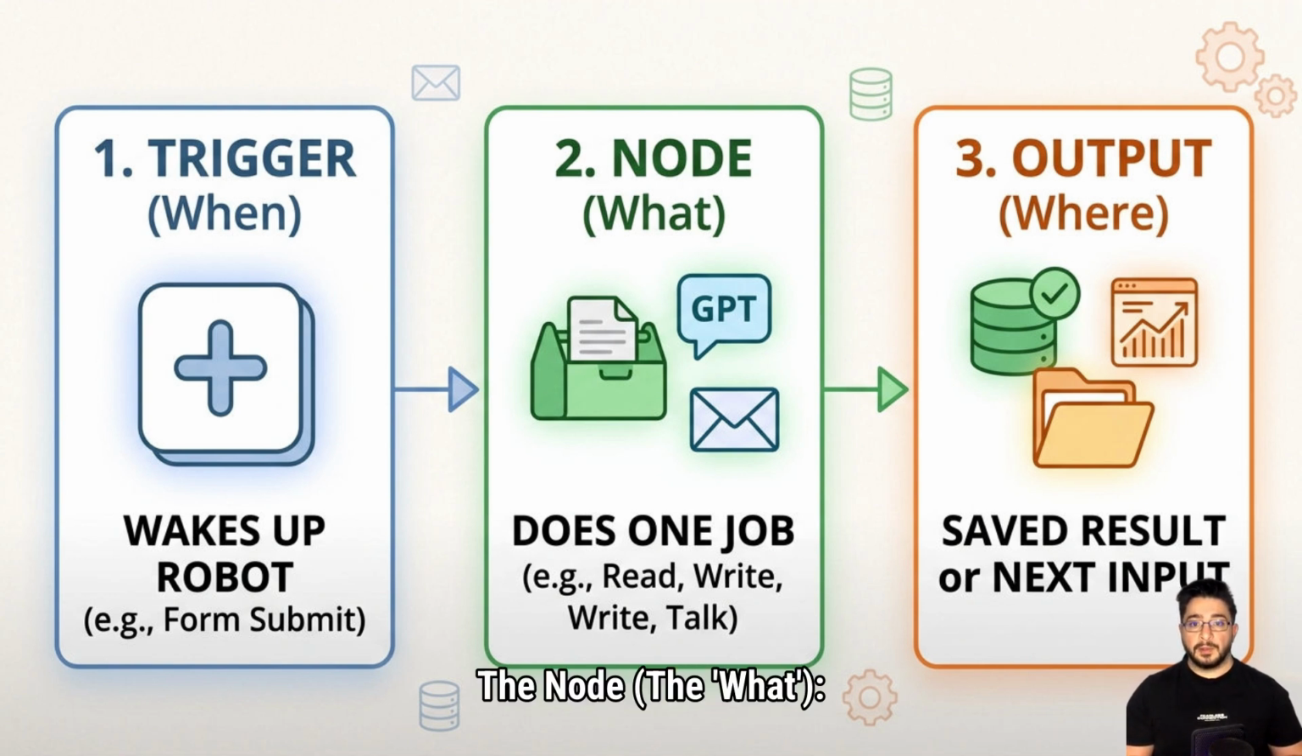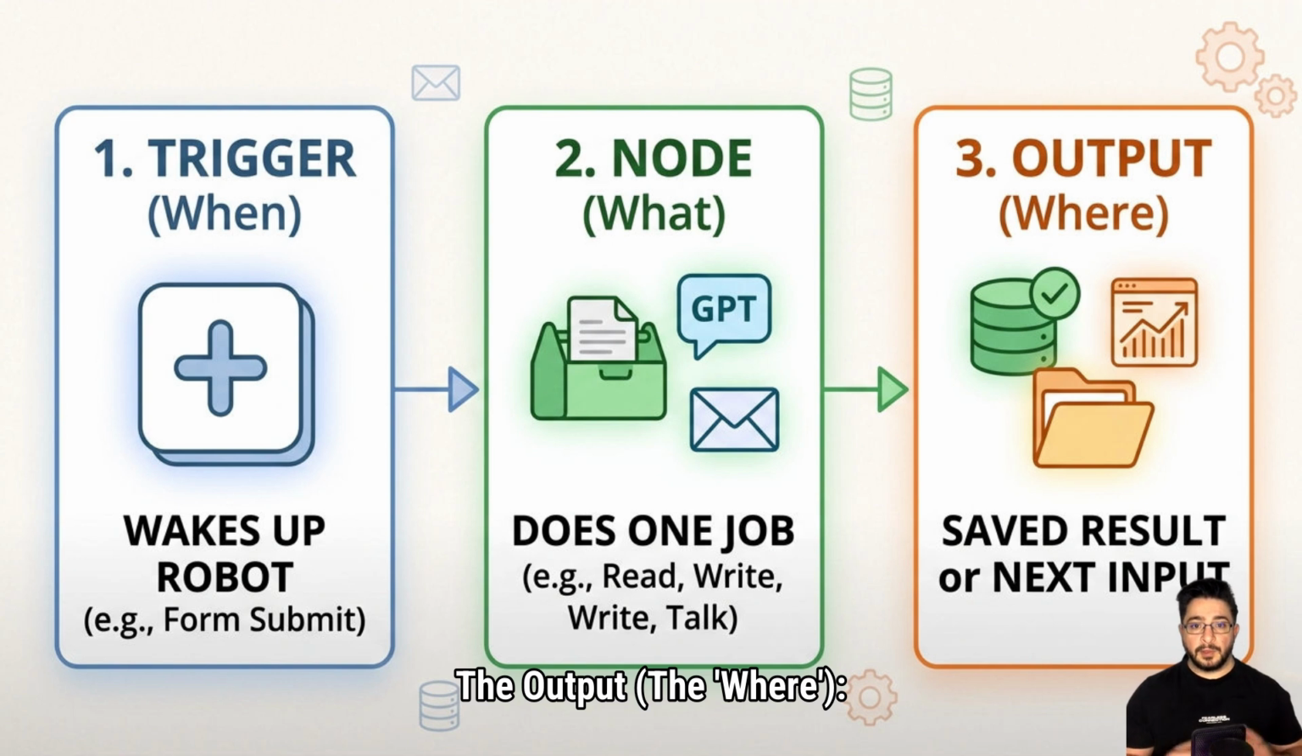2. The node, the what. This is your robot's toolbox. A node is a single step that does one job. One node reads a spreadsheet. Another node writes an email. Another node talks to ChatGPT. We connect these nodes together to build the chain.